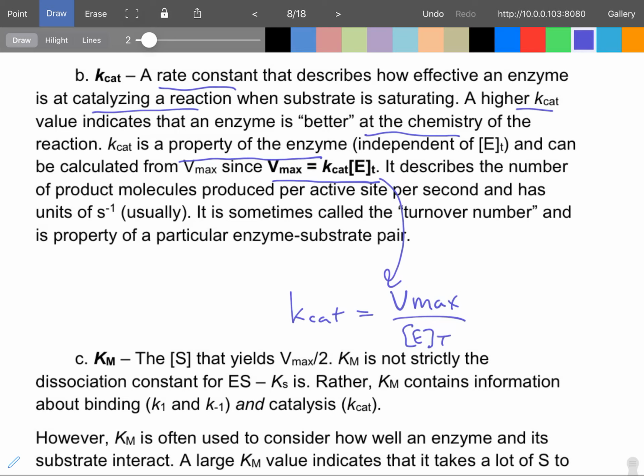In other words, kcat is this fundamental property that tells us something about a specific enzyme-substrate pair, because we're normalizing Vmax by dividing by the enzyme concentration there. It has units of product molecules produced per active site per second. And so we often use inverse second as the unit. Again, this is a first order constant, right? And so it should have units of per second. We often call it the turnover number. And so I can't stress enough what kcat tells us: it is the number of product molecules produced per active site each second.